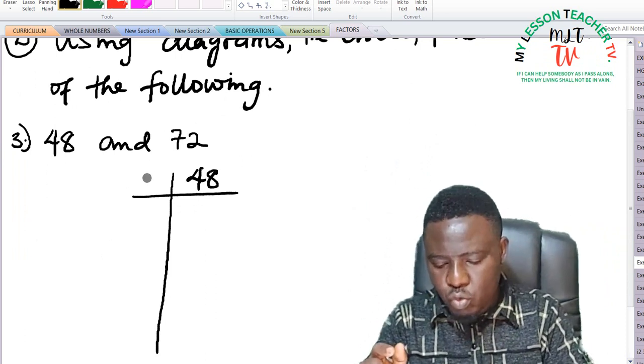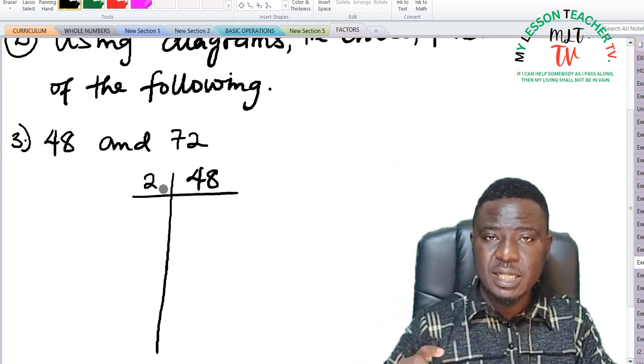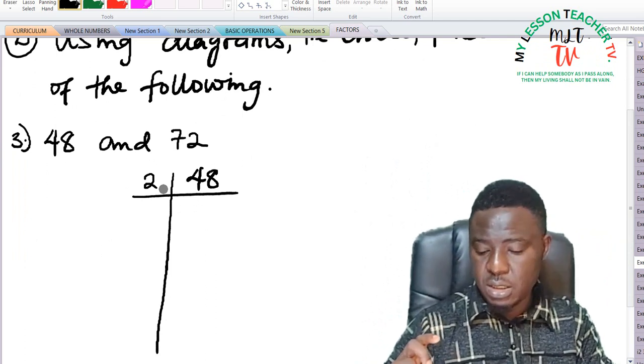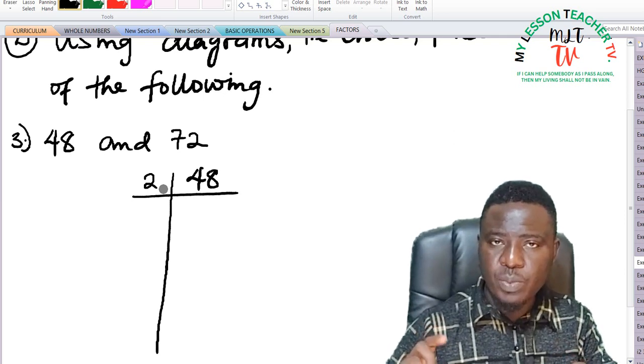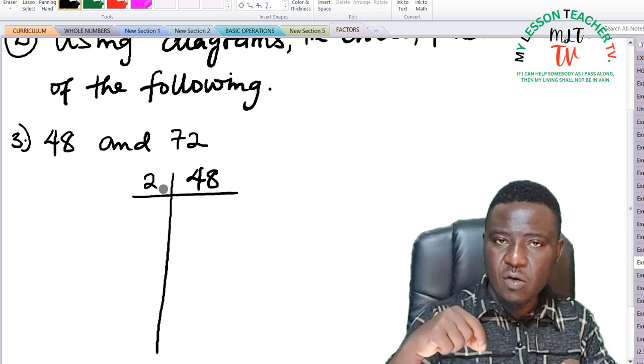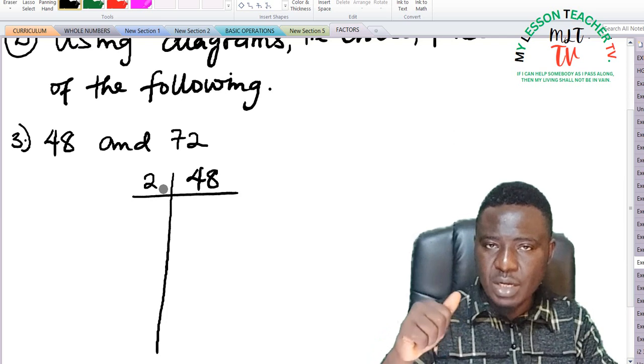We are going to divide 48 by prime numbers. I'm starting with 2 because it is the smallest and it is divisible. 48 is divisible by 2. How do I know that 48 is divisible by 2? Because the last digit of 48 is a multiple of 2, or we say it is divisible by 2.